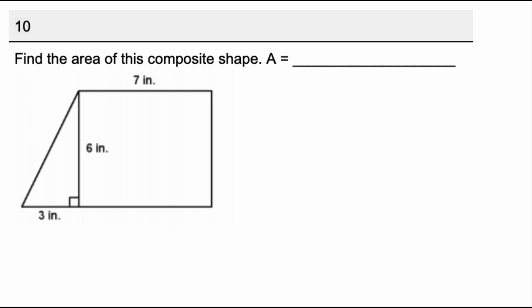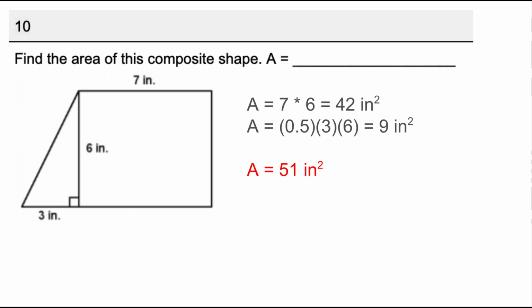Find the area of this composite shape. A composite shape is a polygon with two or more shapes within it. And so we're going to find, we could actually do this two ways, but we're going to find the area of the square first, which is 7 times 6, which is 42. And then we can find the area of this triangle, which is 1/2 base times height, 1/2 times 3 times 6, which is 9. And then we add these two areas together, and we have 51 inches squared as our composite area of the shape.